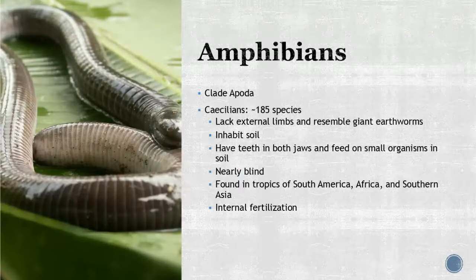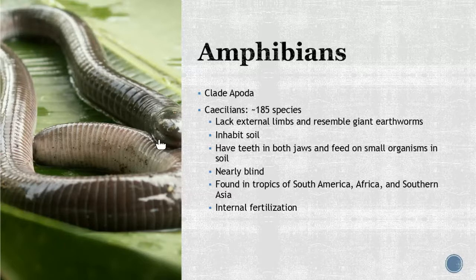And then your last group of amphibians is the order Apoda, the caecilians. When you think about these guys, it just looks like a big old worm almost, but it's 185 species. They're going to have no external limbs, and they resemble giant earthworms. They're going to be found mostly in soil environments, but they have both teeth and jaws, so it's a worm on steroids if you want to think about that.